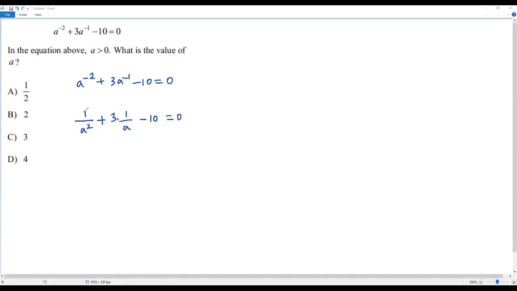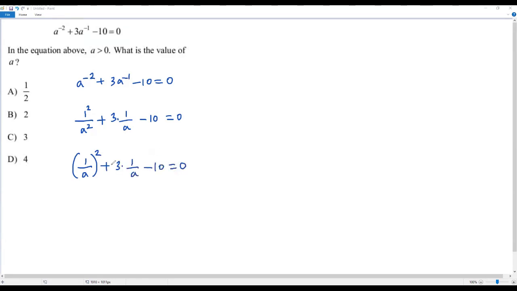Here, even if I consider exponent 2 for this one, it's still equal to 1 because 1 squared equals 1. So here we have the same exponent 2 for both numerator and denominator, so we can write the exponent in common. Then we get 1 over a, the whole squared, plus 3 times 1 over a, minus 10 equals 0.